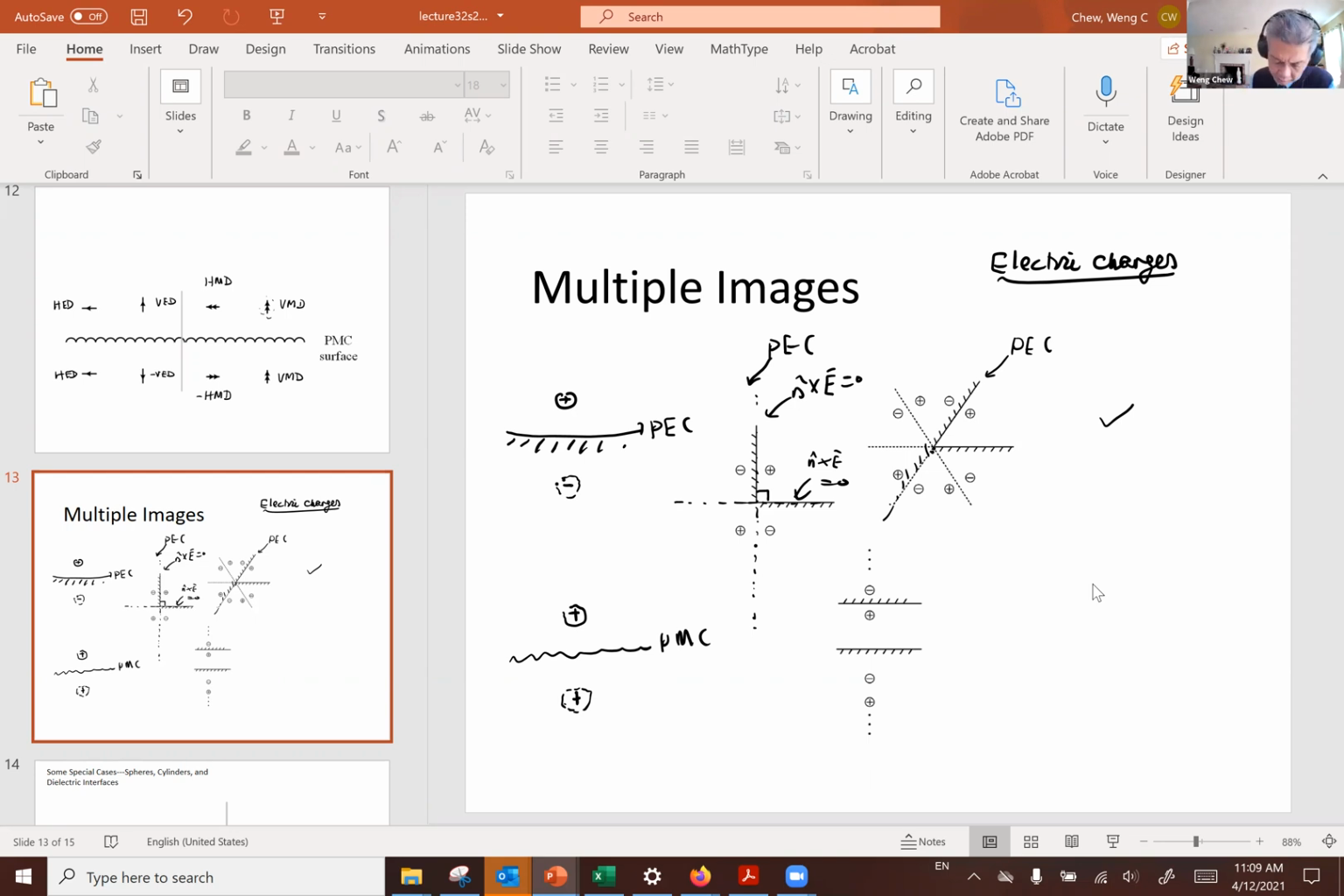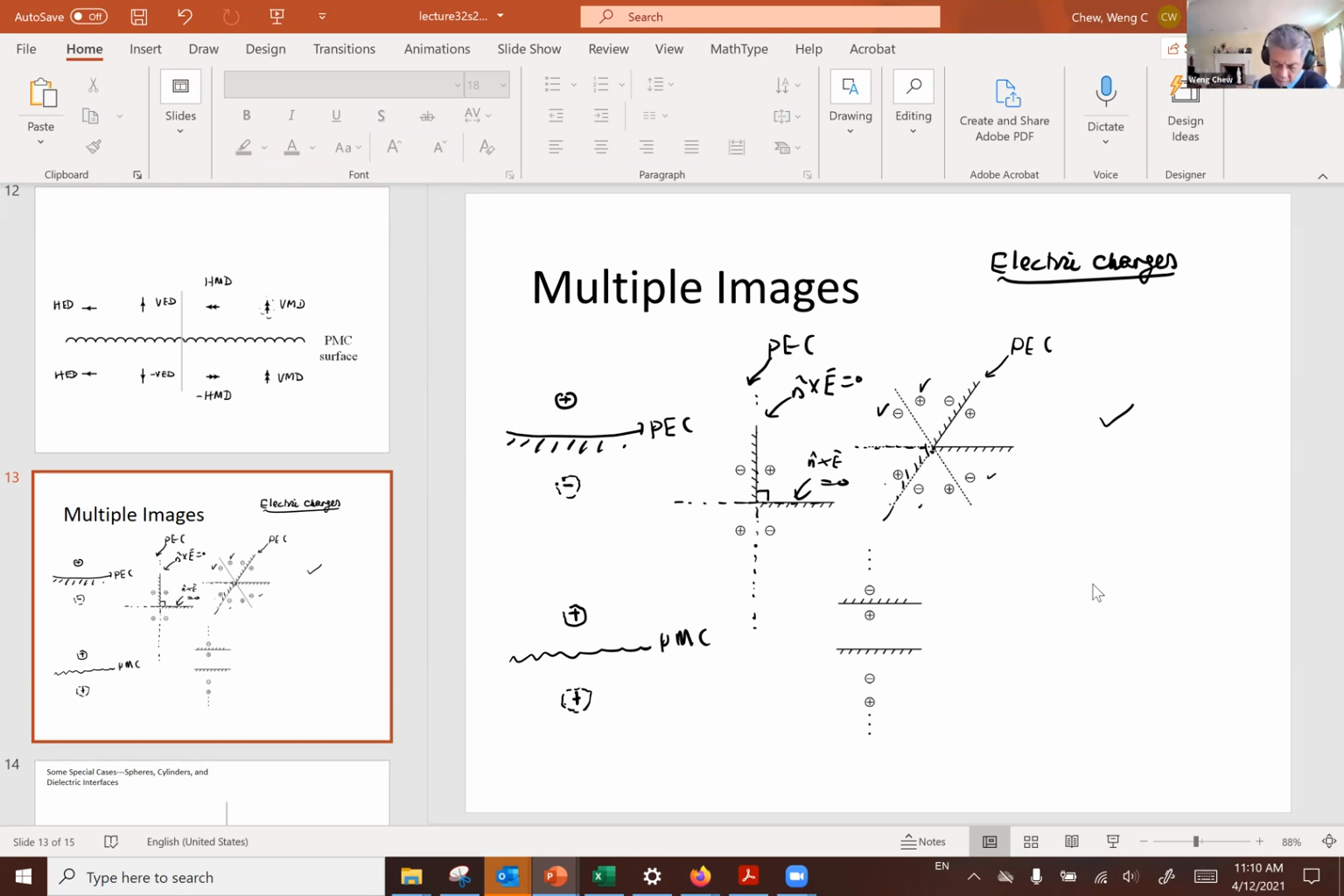Okay, and then I can start to add, for instance, so you have this set of charges. I can add the images, like I can add this one, which is the image to this one, and then I can add this one, which is the image to this one. And then I notice that I can add this one, which is the image to this one. Okay. Then I notice that the boundary condition is also satisfied on this surface over here.